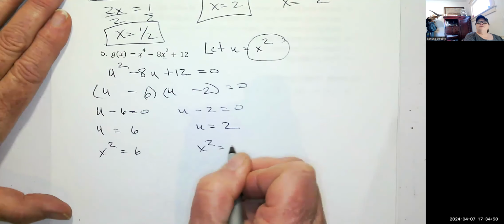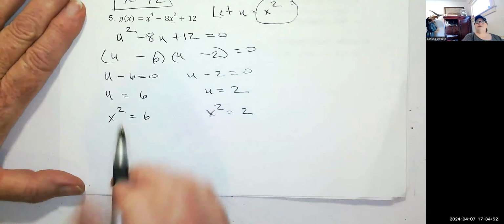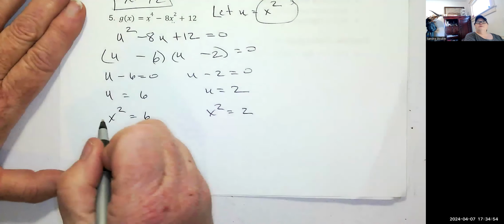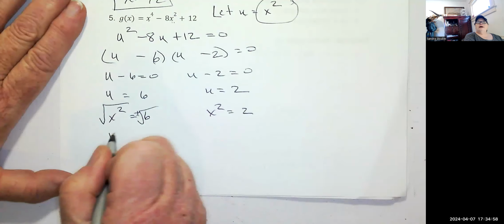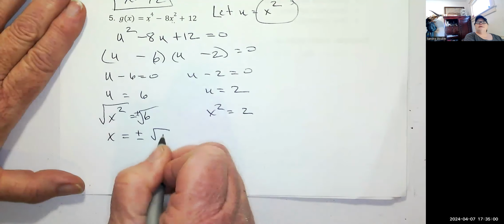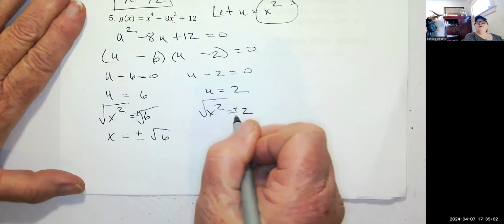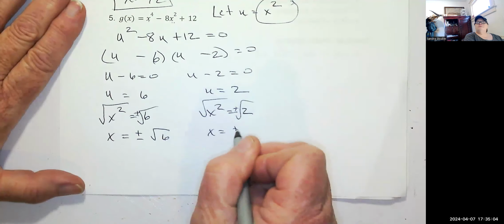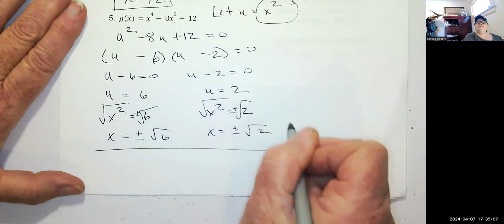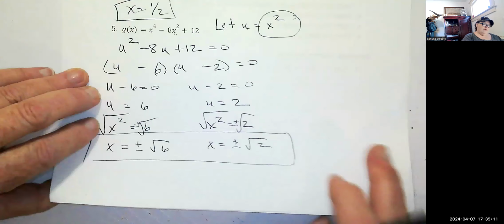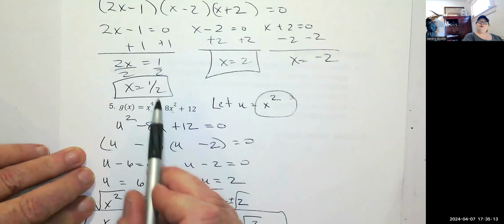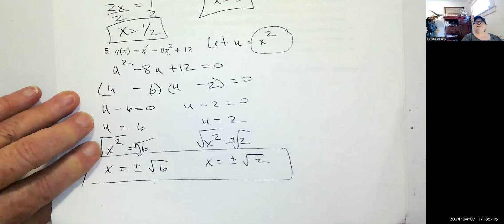x squared equals 2. All right, now we're going to solve for x. We're going to take the square root of both sides, plus or minus. So x equals plus or minus the square root of 2. Those are our answers. Those are our zeros, and there are 4 of them: 1, 2, 3, 4. We have a degree of 4, so that makes complete sense.